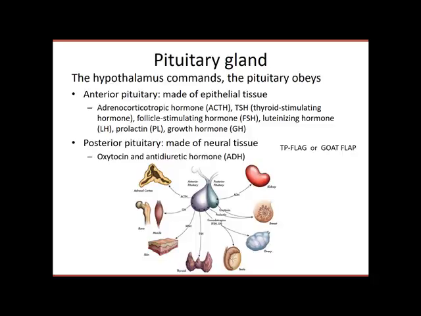The posterior pituitary is made of neural tissue that is a direct outgrowth of the brain, and it only releases two hormones, oxytocin and antidiuretic hormone. And we don't have to memorize these now, but you know it's coming, right? Next quarter, first thing we're going to cover is the endocrine system, and we're going to memorize them then. So I'll say this little mnemonic now, we'll repeat it later. TP flag, just for the anterior pituitary hormones, or goat flap for all of them, including anterior and posterior.